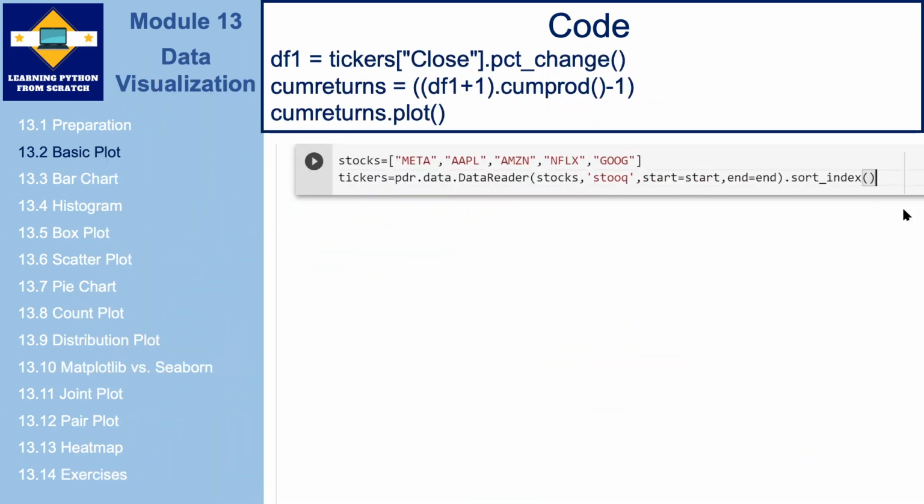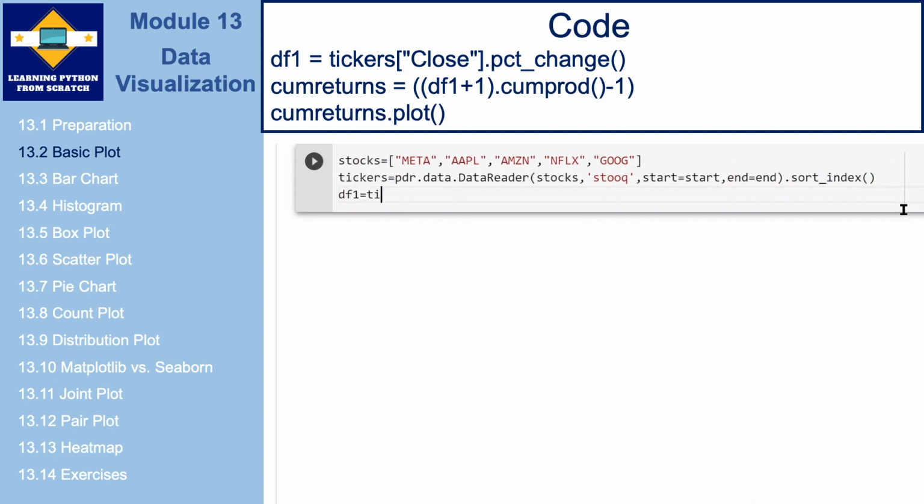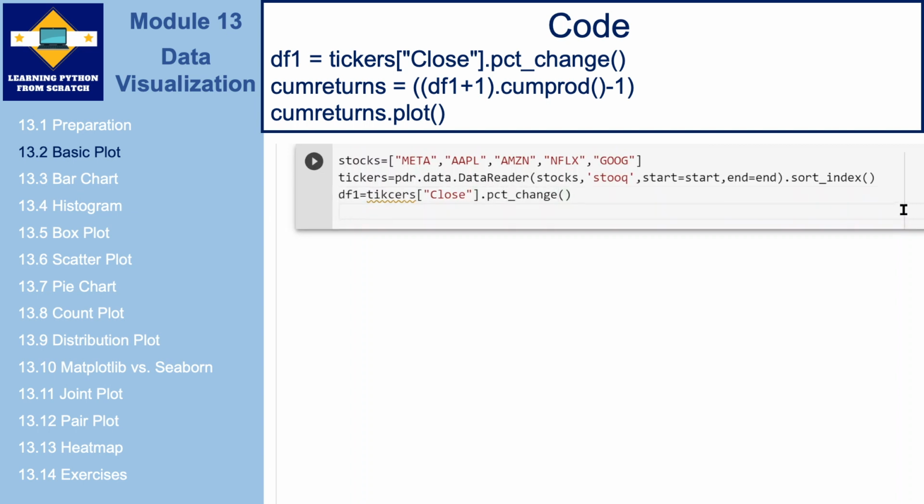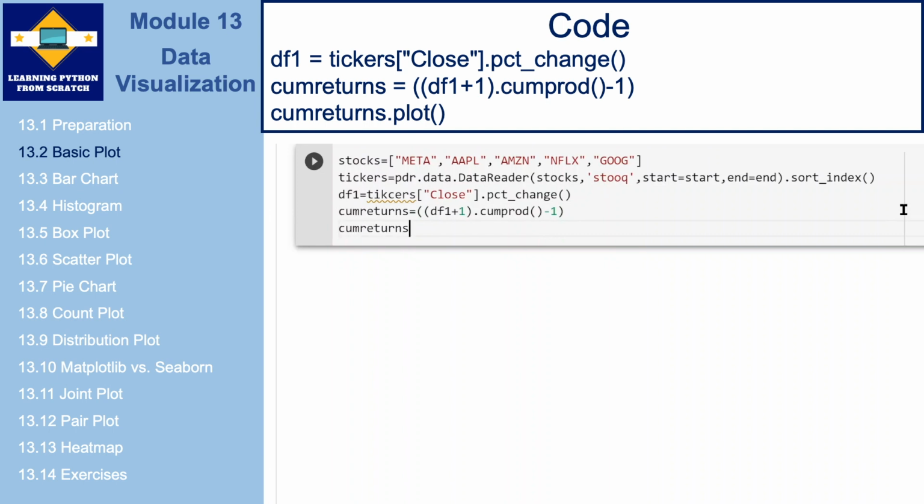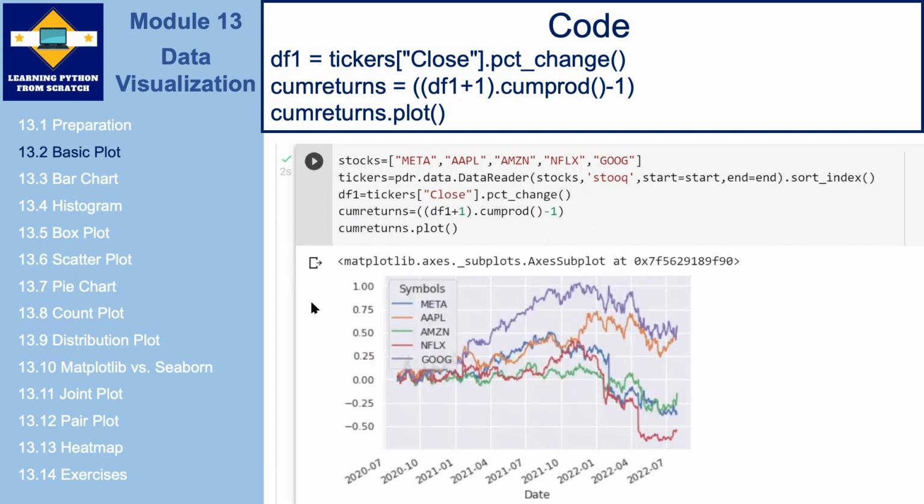Next, we are going to estimate the percentage change of the daily stock price by the pct_change method. It calculates the percentage change of the current observation from the previous observation. Then we try to estimate the cumulative returns. We add 1 to the value of df1 and use the cumulative product method to calculate the cumulative returns for every observation. So lastly, we're going to plot the cumulative returns. Here, you should be able to compare the performance of the 5 stocks over the period.